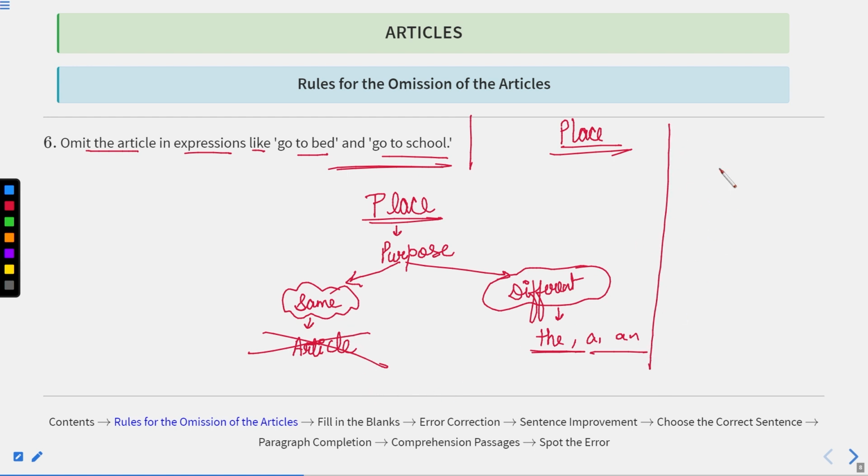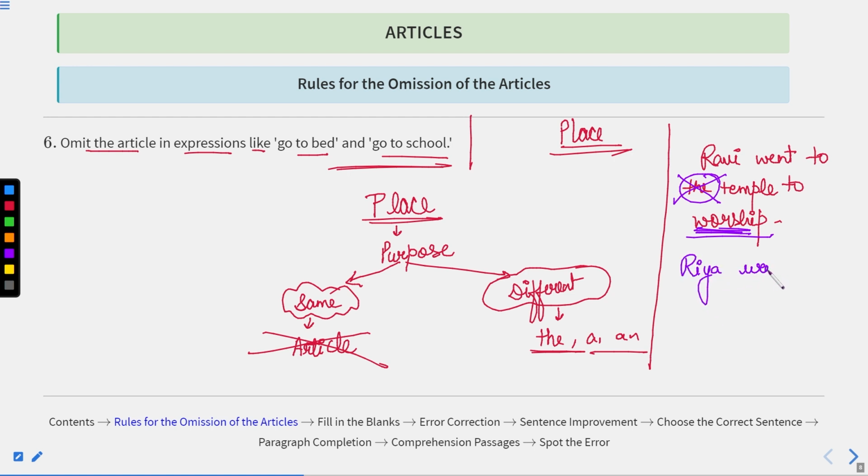For example, if I say Ravi went to temple to worship. Now here, if you see this sentence carefully, obviously Ravi is going there to worship some god. So before this temple we cannot use the, because it is serving the same purpose for which it has been built.